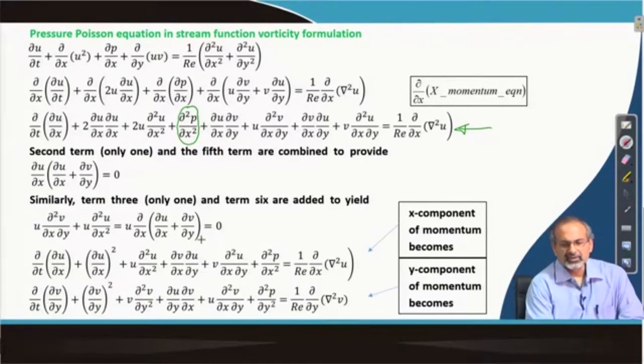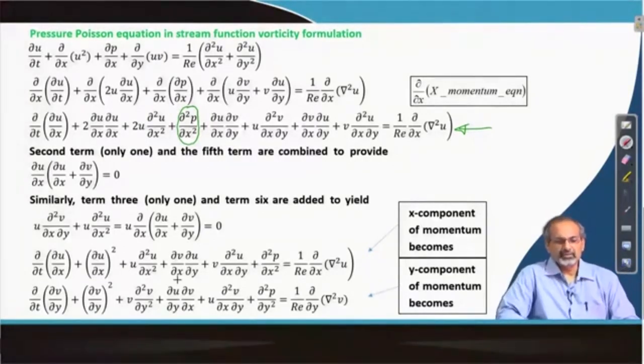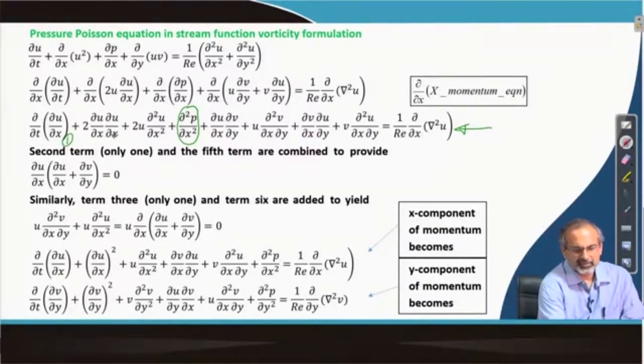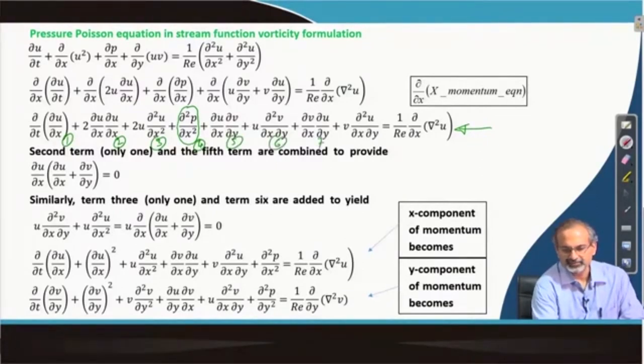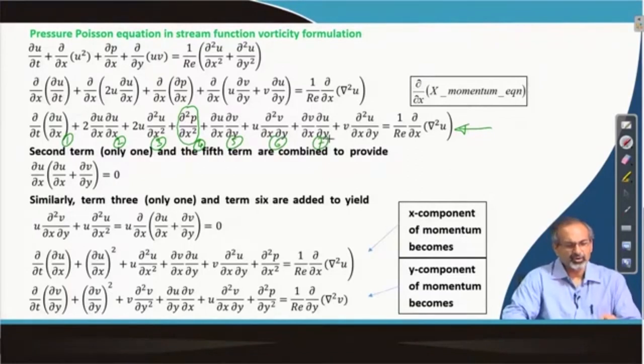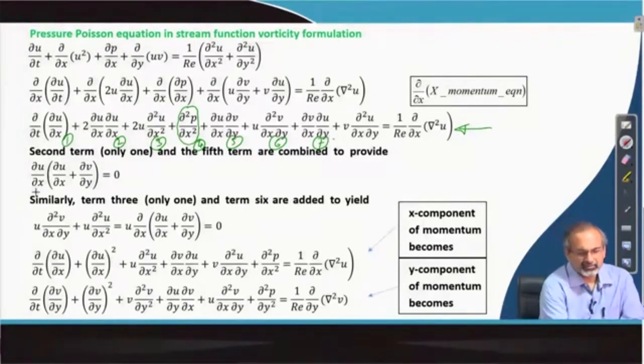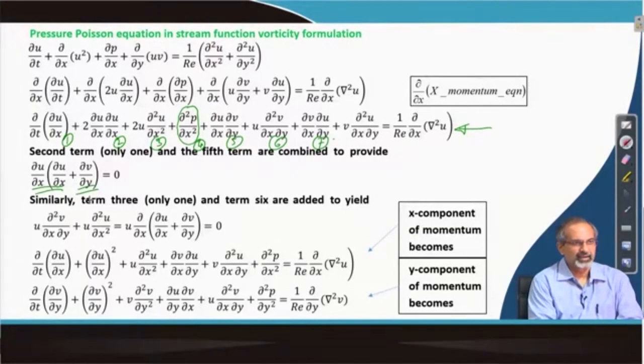So, first thing we do is we try to find out whether some of these terms can actually be equated to 0 by using the continuity requirement. If you look at these different terms, you can mark them as 1, 2, 3 and so on. So, you have a number of terms here. Take the second term, you have 2 del u del x times del u del x. If you extract one of them, then that forms this, and then you club it with the fifth, you get this. And you can see what lies inside the bracket is divergence of V, which is 0. That means this collection is actually going to be 0.